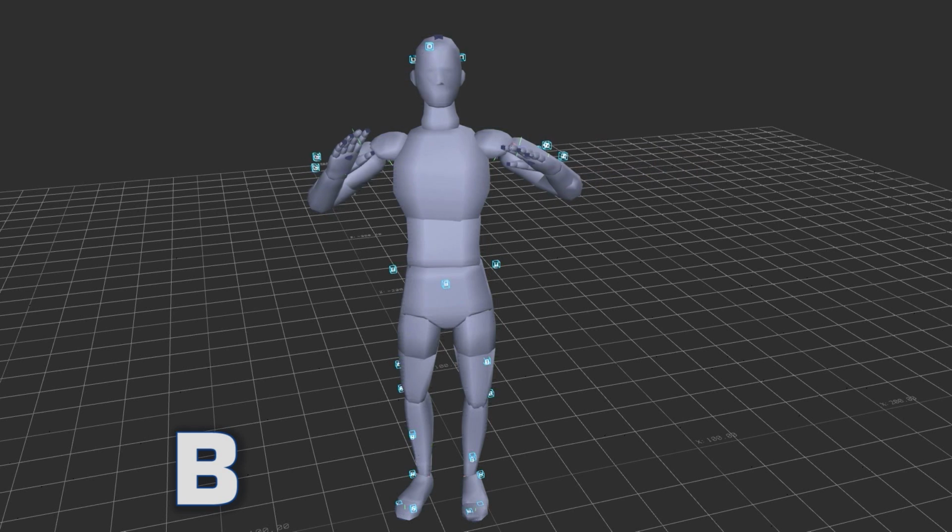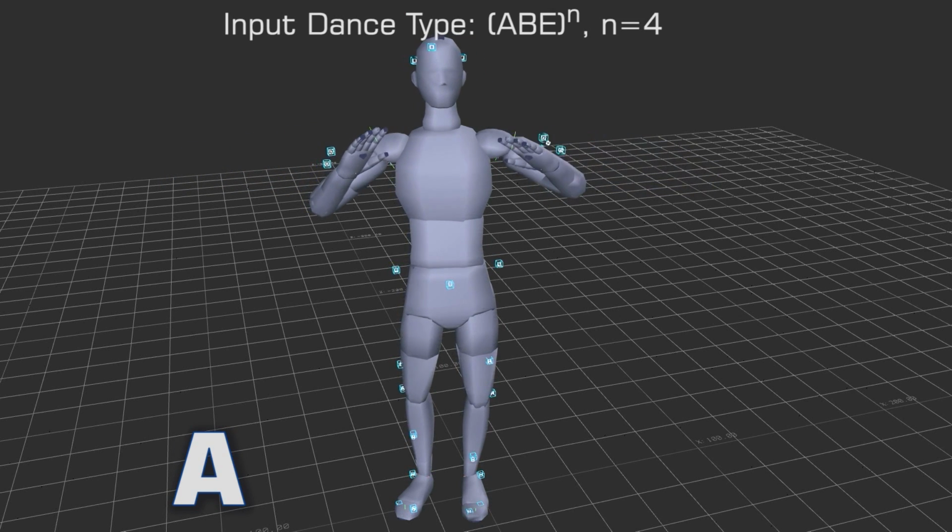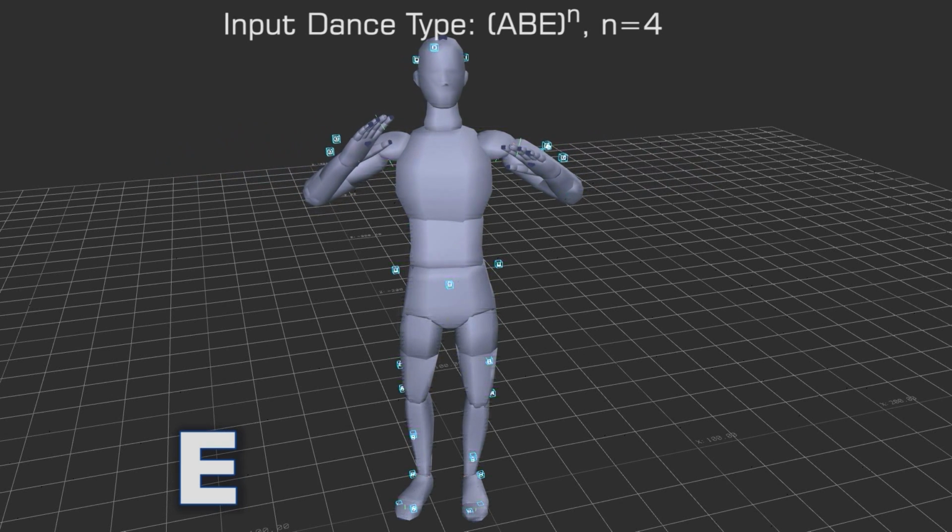In this test, the human stretches out the left arm, then the right arm, and then turns the head to the left. This sequence is repeated 4 times.